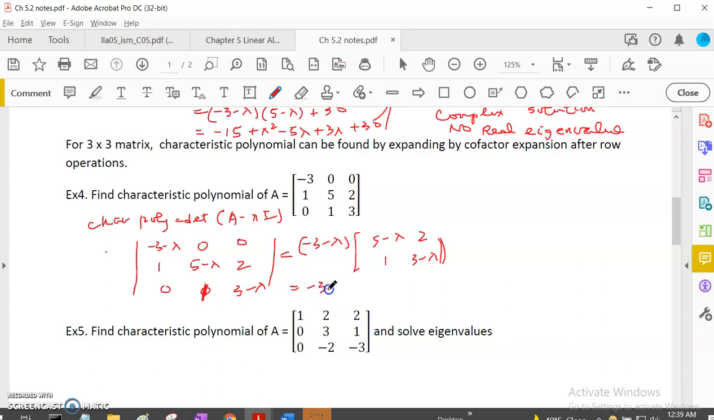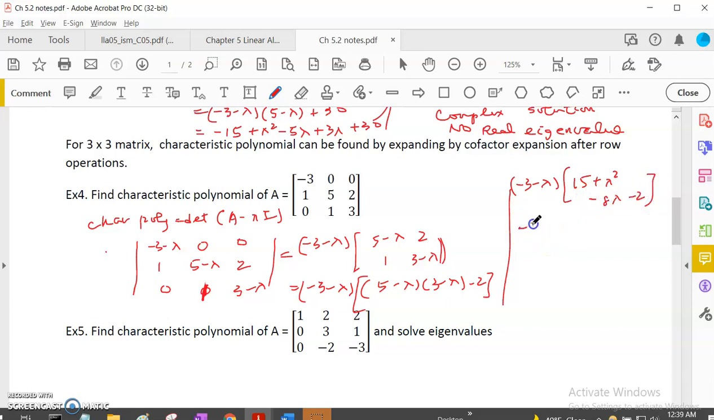So you get negative 3 minus lambda times 5 minus lambda times 3 minus lambda, minus 2. Continue, negative 3 minus lambda. This is 15 plus lambda square minus 8 lambda minus 2. So that was negative 3 minus lambda times lambda square minus 8 lambda plus 13, right?